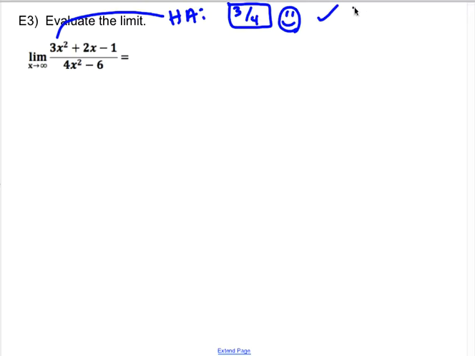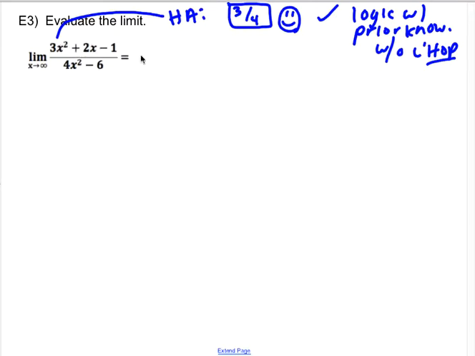So you can logic this with your prior knowledge without L'Hopital's. And that's great, and it's not wrong, and it's totally awesome. But let's walk through what would happen if we plugged in. If we plugged in this stuff, on top I'm going to get a bunch of infinities, and on the bottom I'm going to get a bunch of infinity minus 6, which is definitely still infinity over infinity. What that tells me is I'm okay to do L'Hopital's.